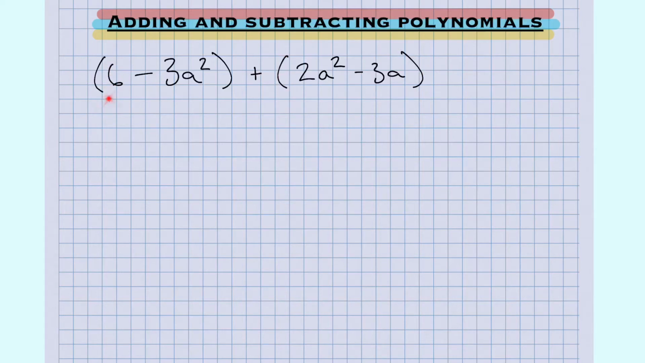Same here, same with this term. If you don't see anything out in front, you're going to assume that it's positive. Okay, the only time you're going to distribute is if you have a minus sign. So we could go ahead and drop these parentheses.